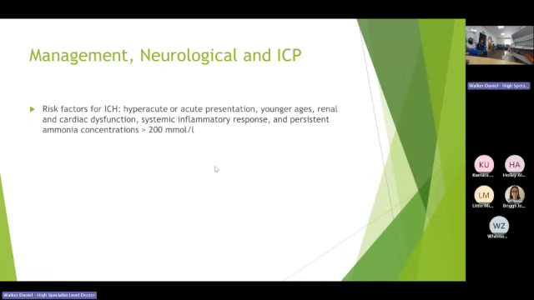The risk factors for ICH, so the more acute presentations, and as you probably have guessed, younger people have less room to swell, as per neurosurgery. If they've got renal or cardiac function issues, a worsening inflammatory response, and persistent ammonia above 200, probably not a shock.